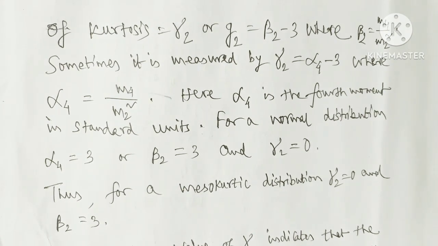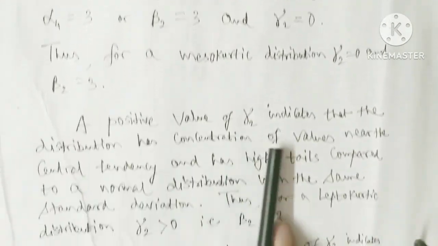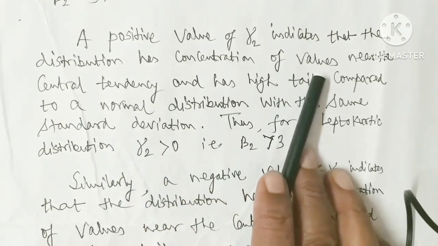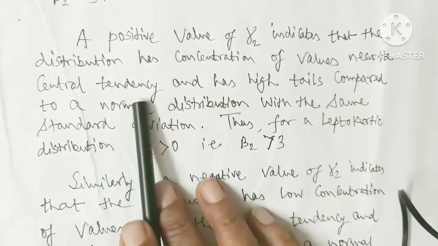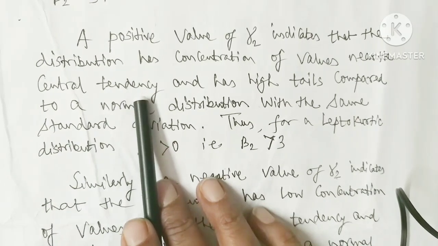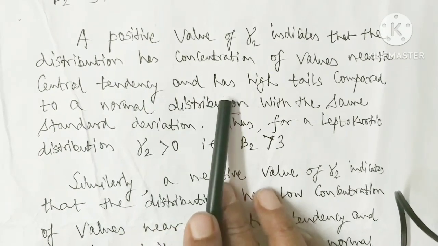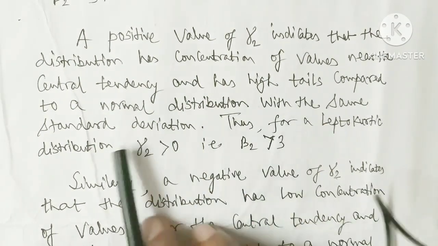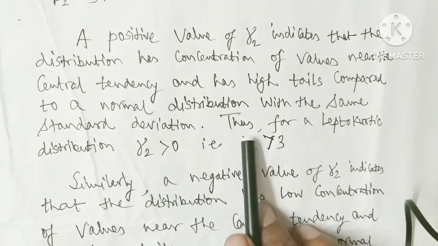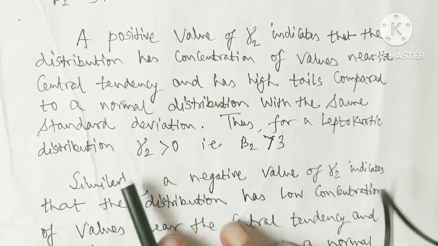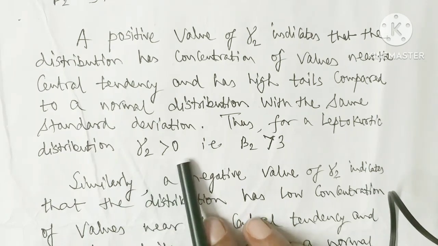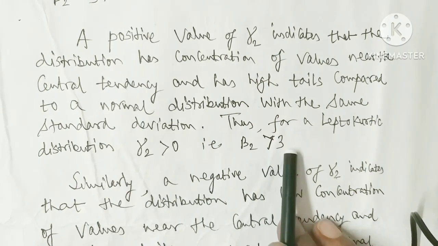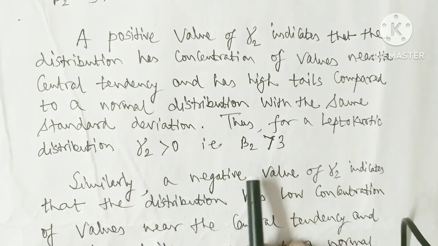A positive value of gamma 2 indicates that the distribution has a concentration of values near the central tendency, where central tendency implies the arithmetic mean, and has high tails compared to a normal distribution with the same standard deviation. Thus, for a leptokurtic distribution, gamma 2 is greater than 0. Gamma 2 greater than 0 means beta 2 greater than 3, because we already have gamma 2 equals beta 2 minus 3.